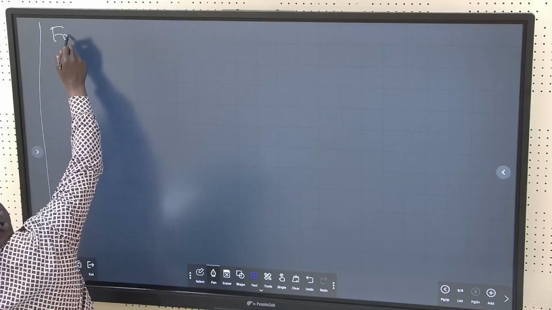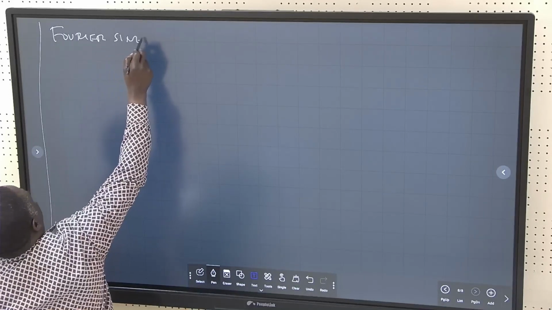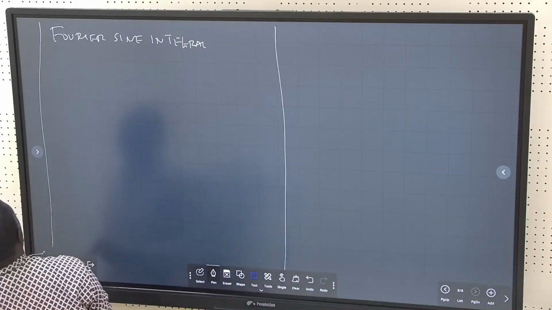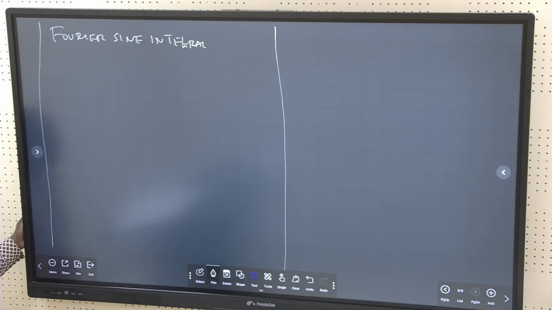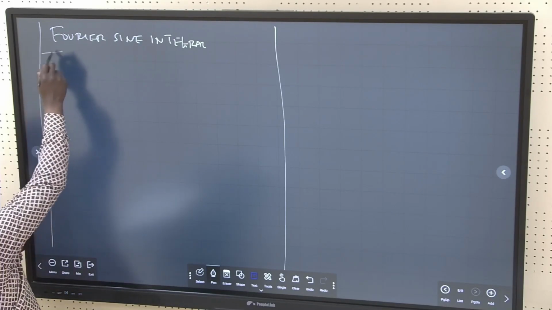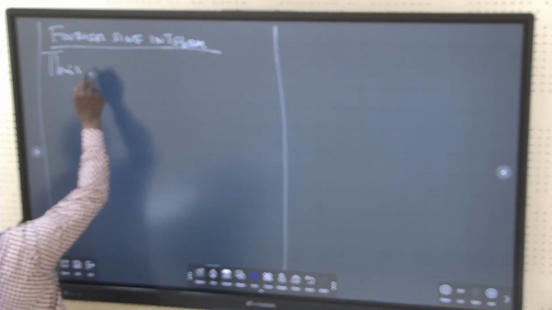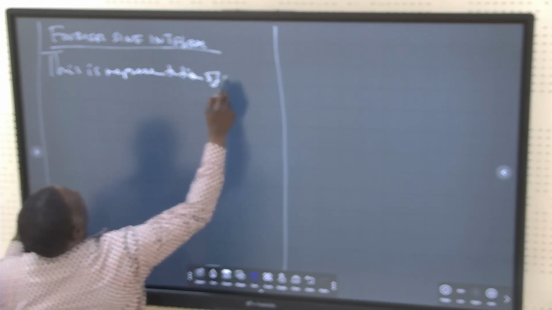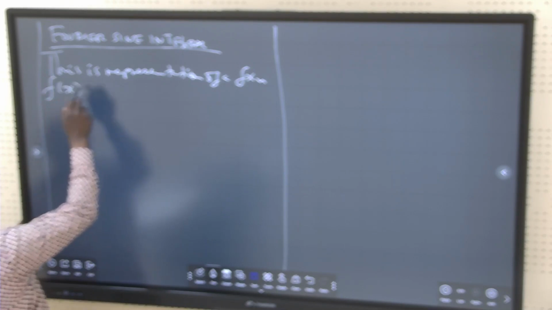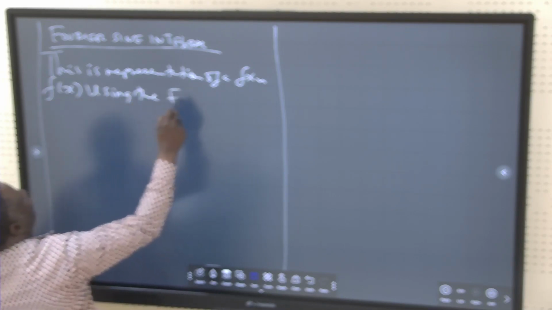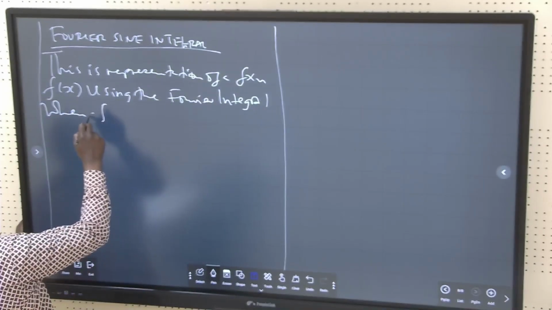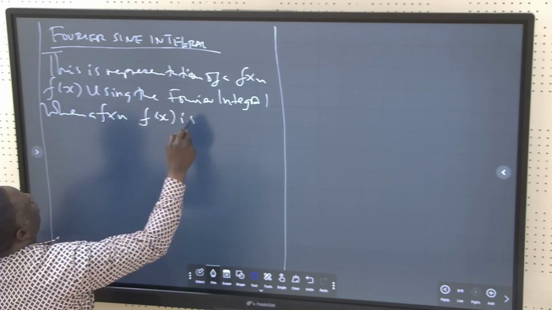The Fourier sine integral. This is nothing but the representation of a function f of x using Fourier integrals, but now when a function f of x is odd.